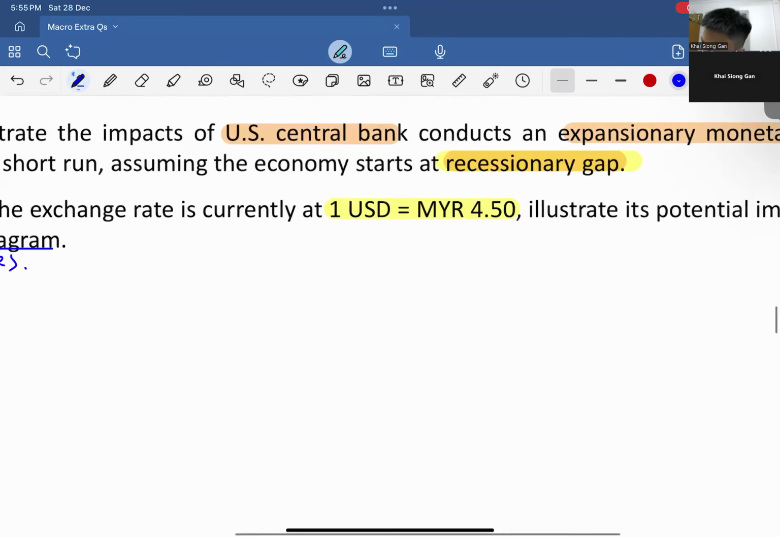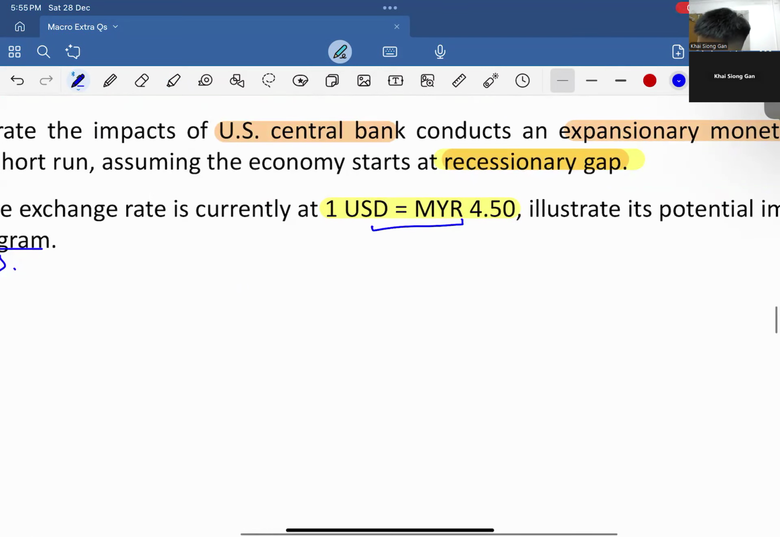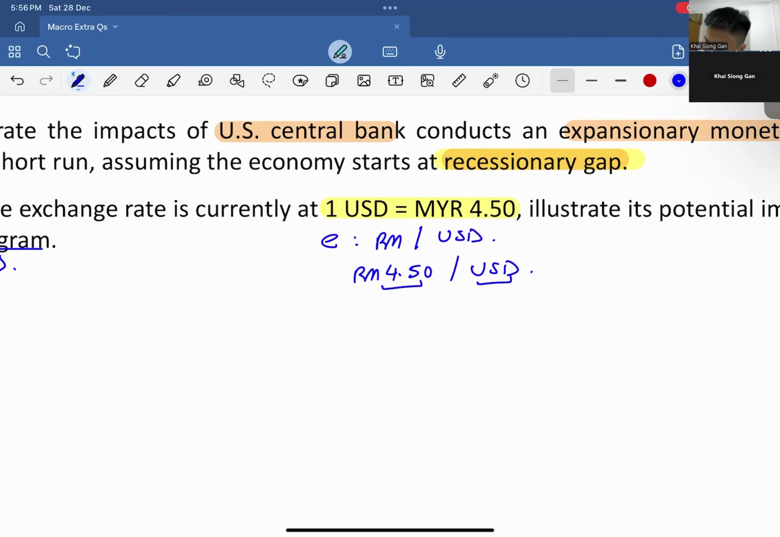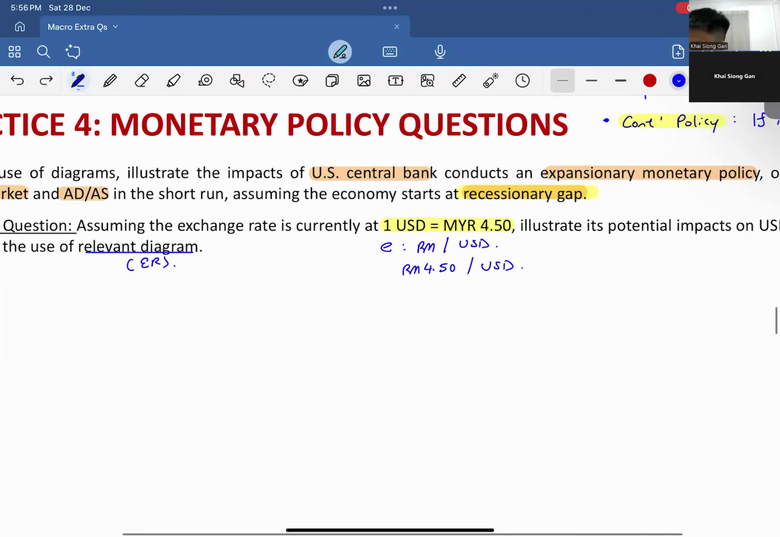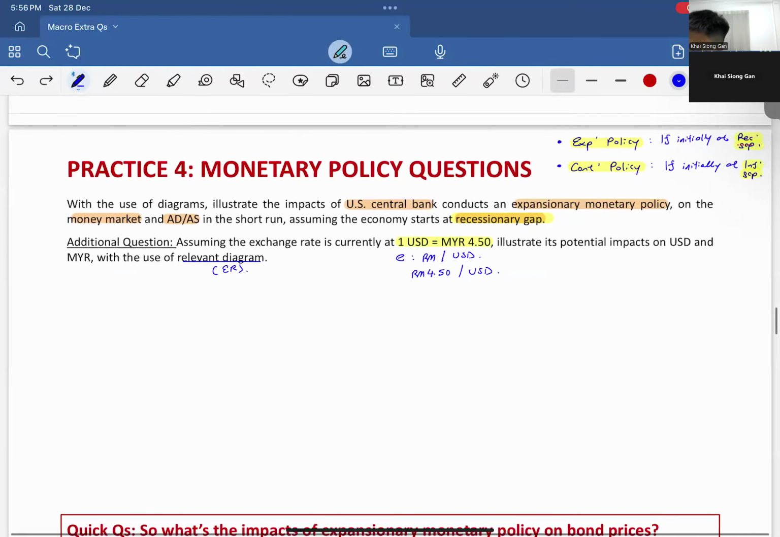How are we going to interpret this quotation? We use direct quotation, right? Which means how much ringgit Malaysia do I need for $1? So meaning to say 4 ringgit 50 cent per US dollar. That's how we interpret the direct quotation. Local currency on the left, foreign currency on the right. So this is how we interpret, which we are going to put as a unit when we label the graph. So you will have 4 graphs to draw in one shot together for this question. Very good practice.